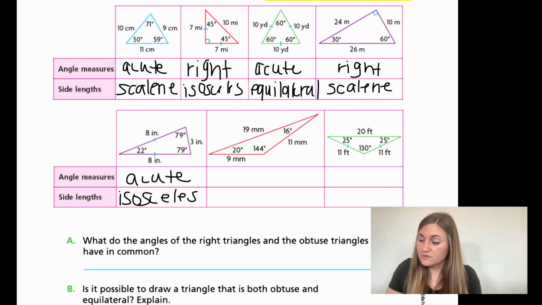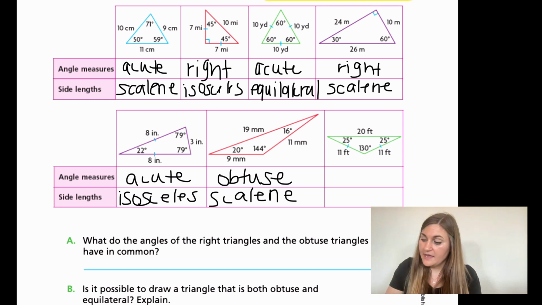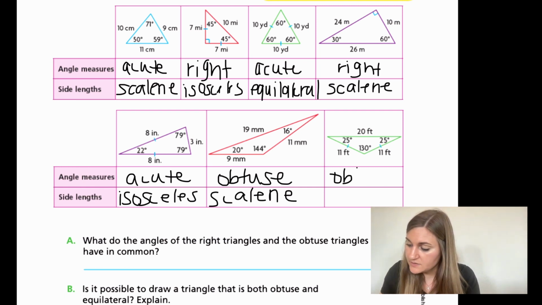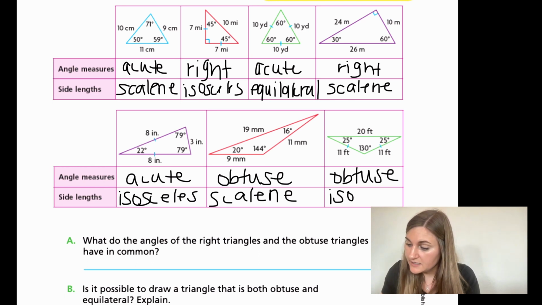All right, for the red one, the angles are 20, 16, and 144. Whoa, 144. Okay, that's way bigger than 90, which means that automatically, just from that one angle, it's an obtuse triangle. All right, and the lengths are 9, 19, and 11, which means none of them match, so it is a scalene. And then we have a 25, 25, and 130. That 130, bigger than 90, automatically, again, makes it obtuse. And then the lengths are 11, 11, and 20. So those 2 11s match, which means it's an isosceles again.